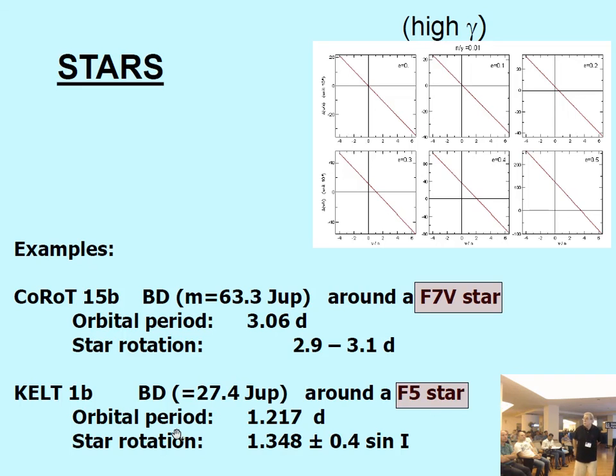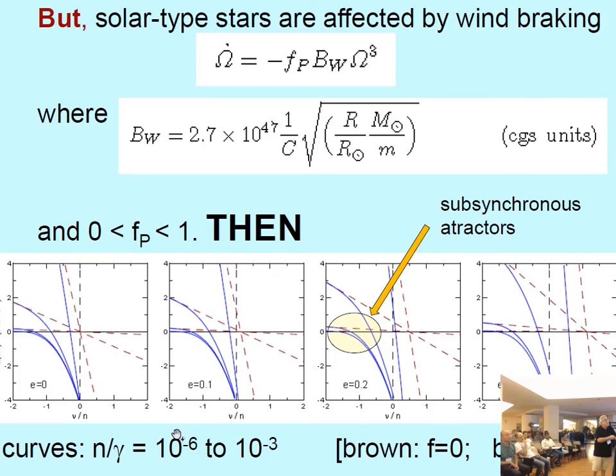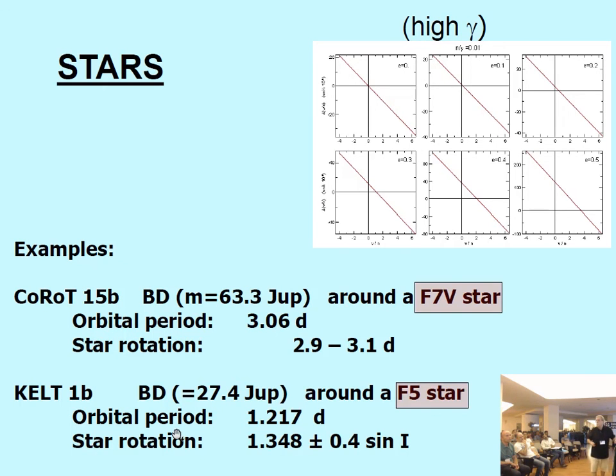Before I tell you what happens with stars, here are the two examples that we have studied. One is the star Correia 15b, a star that has a planet around it, which is not exactly a planet, but a failed star, a brown dwarf. It has a very big mass, 63 times the mass of Jupiter. Another one here, KELP-1b, also has a mass 27 times the mass of Jupiter.